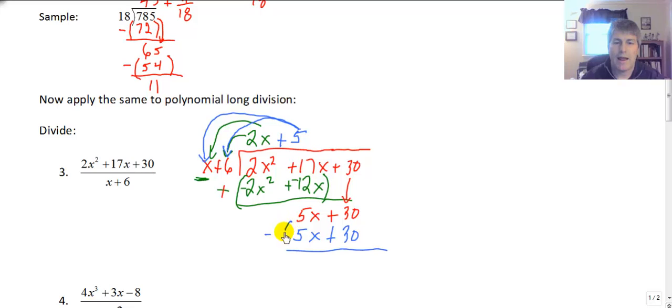We have to subtract that entire quantity and change our signs and add. Everything drops out. So apparently x plus 6 goes into 2x squared plus 17x plus 30, 2x plus 5 times. And if you remember your multiplication with FOIL, we can see that 2x plus 5 times x plus 6 is going to equal all of that.